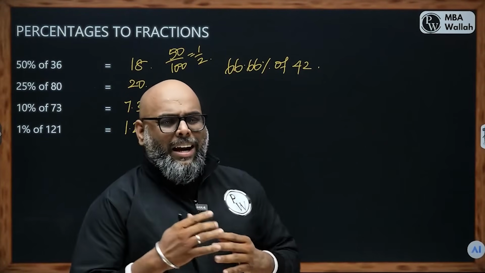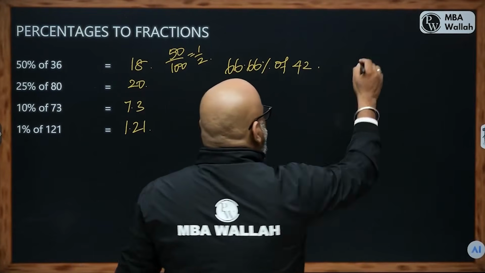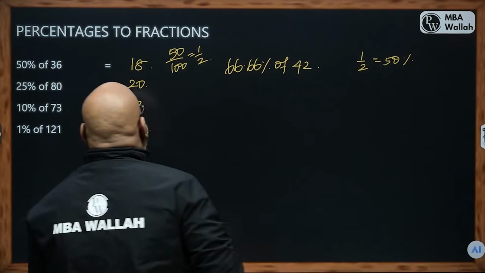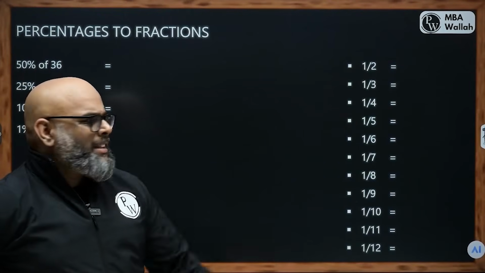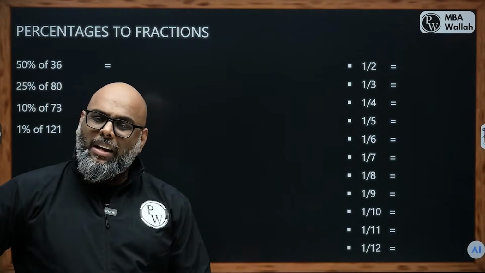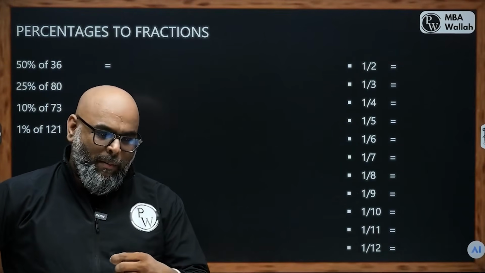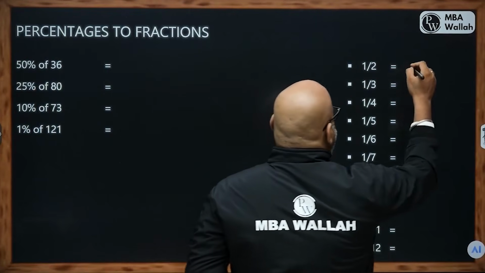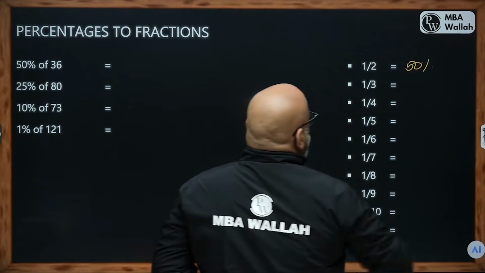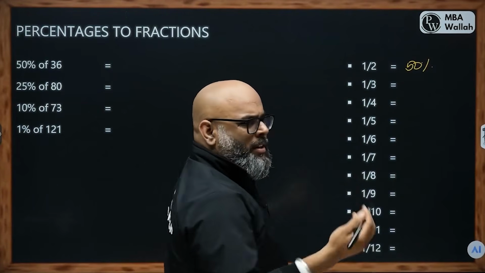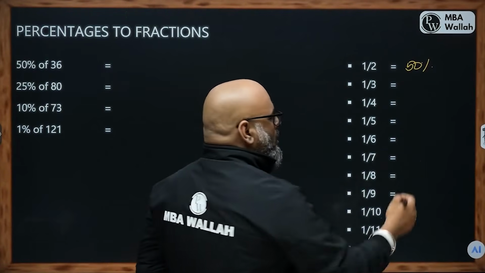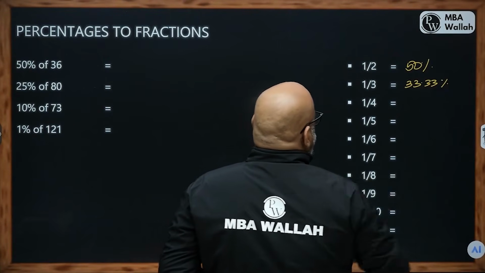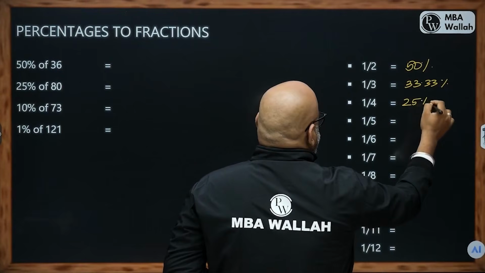Now let's try writing every value. If I say 1 by 2, you know that's 50%. If we continue to do that in a pattern, let's write down all the numbers and then we'll see if it will be convenient to solve questions. 1 by 2 is 50%. 1 by 3 will be 100 by 3. Think about 1 by 3 as 100 by 3. That's all. So this will become 33.33%. 1 by 4 is easy, 25%.